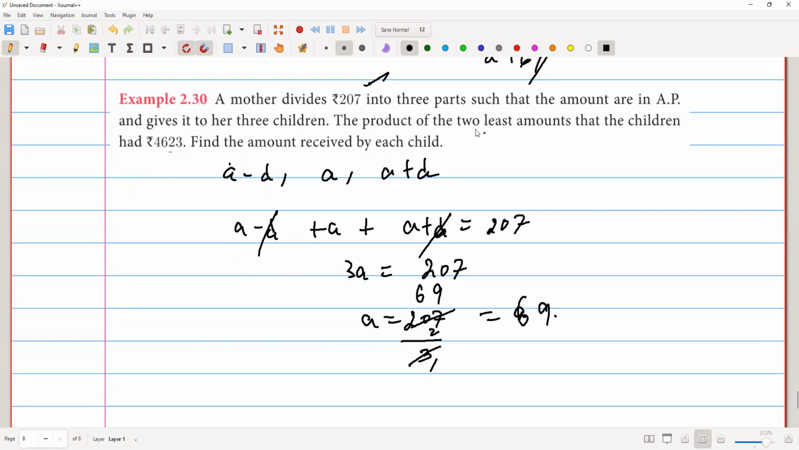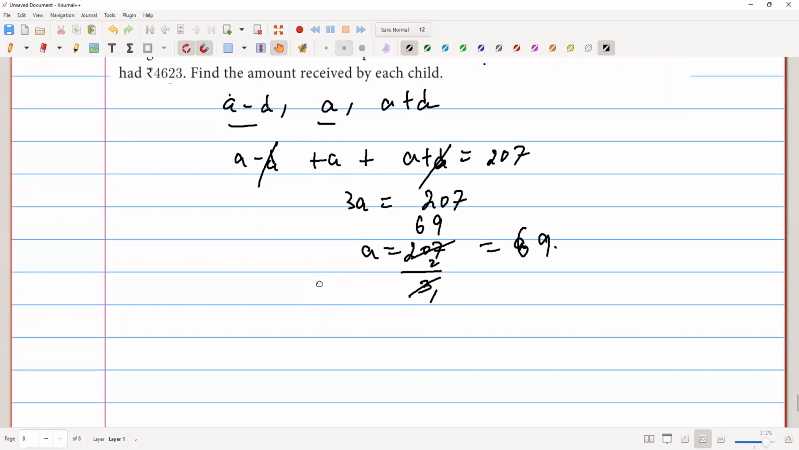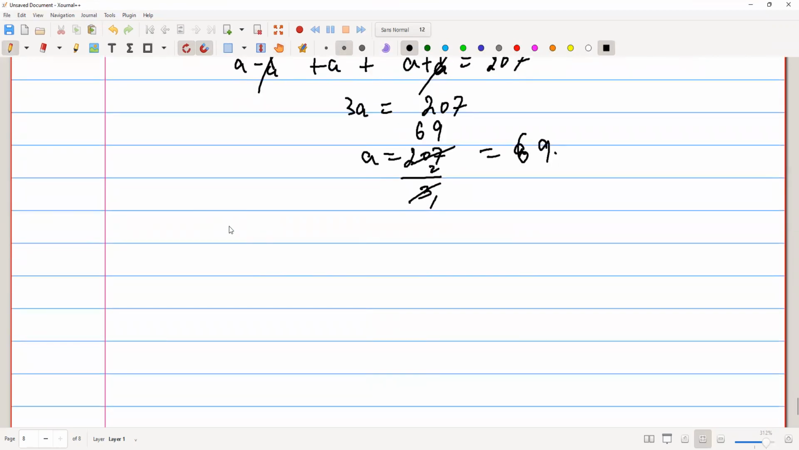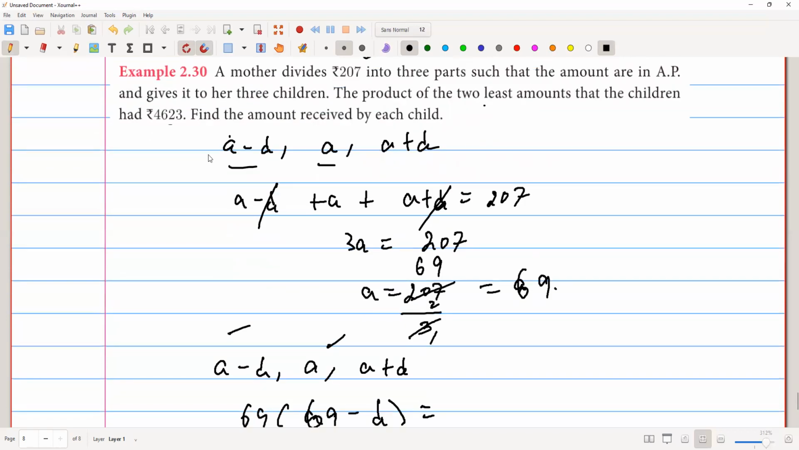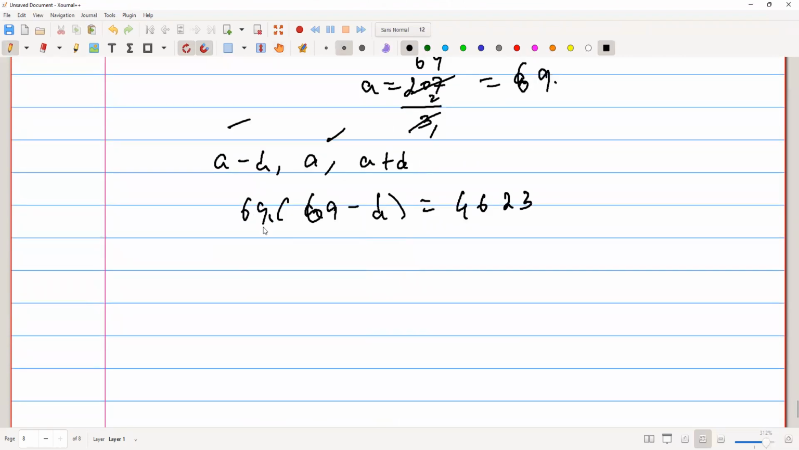The product of 2 least amounts. What are the 2 least amounts? These 2 are the 2 least amounts. We know already A equal to 69. A minus D, A plus D. Multiplying the 2 least amounts, that is 69 into 69 minus D equal to 4623. This is in multiplication only, isn't it?